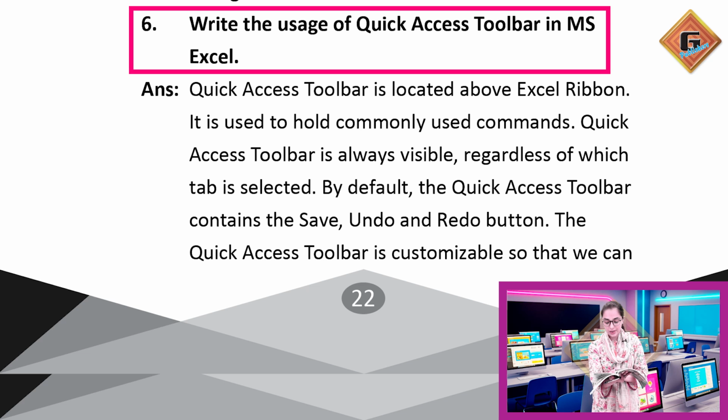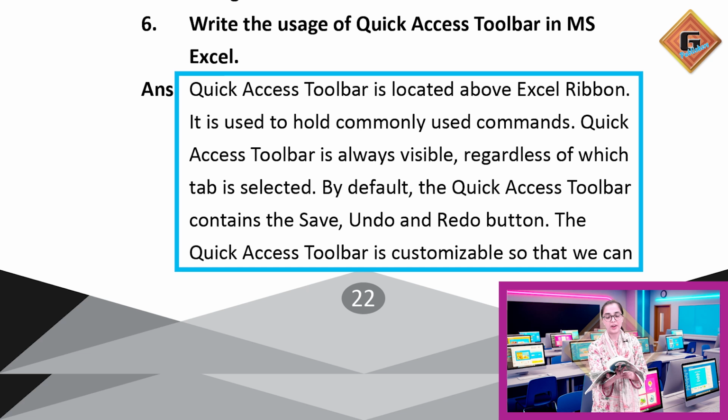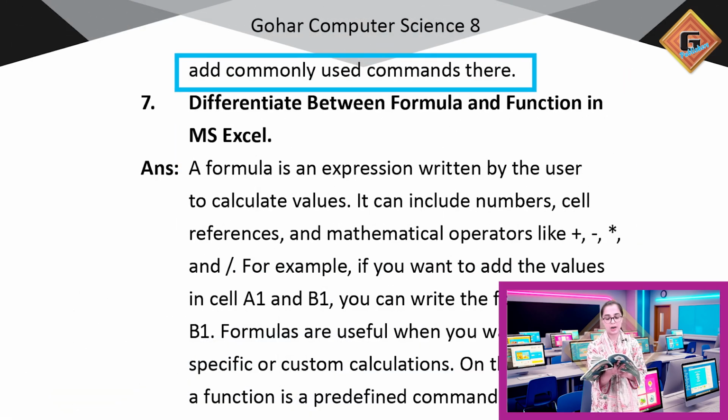Sixth question is write the usage of Quick Access toolbar in Microsoft Excel. Quick Access toolbar is located above Excel ribbon. It is used to hold commonly used commands. Quick Access toolbar is always visible regardless of which tab is selected. By default, the Quick Access toolbar contains the save, undo and redo button. The Quick Access toolbar is customizable so that we can add commonly used commands there.